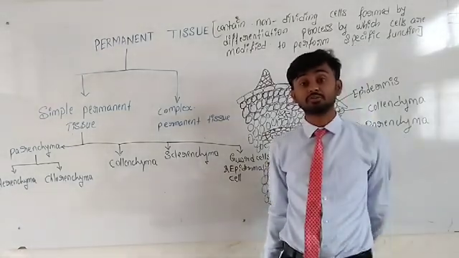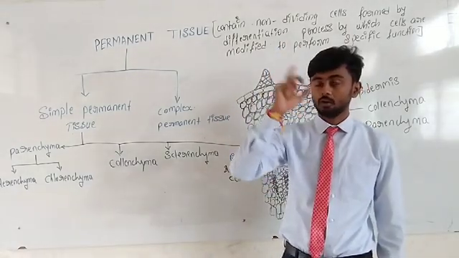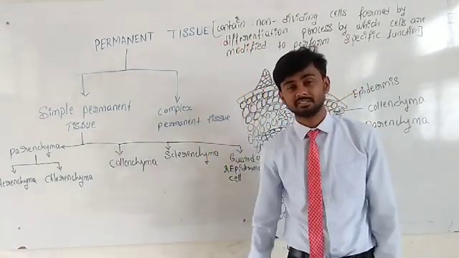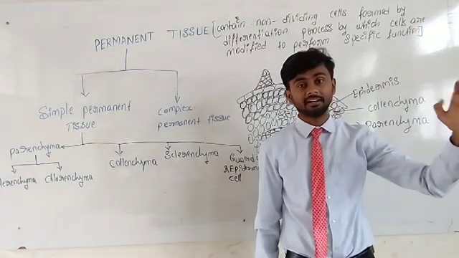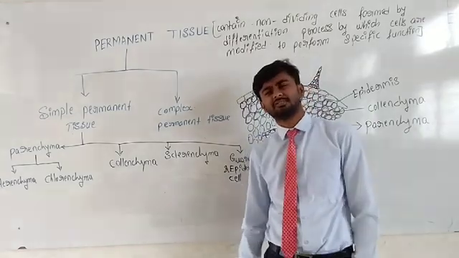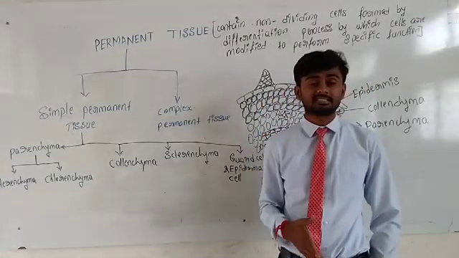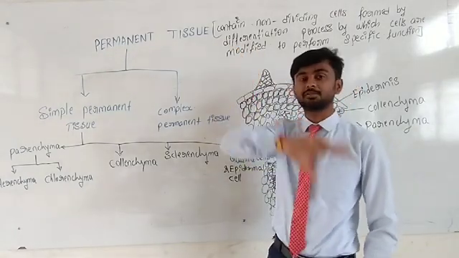Again, the plant tissues can be divided into mainly two types. One is the meristematic tissues, and another one is called permanent tissues. Meristematic tissues and the permanent tissues. Dear students, in the last class we discussed meristematic tissues.